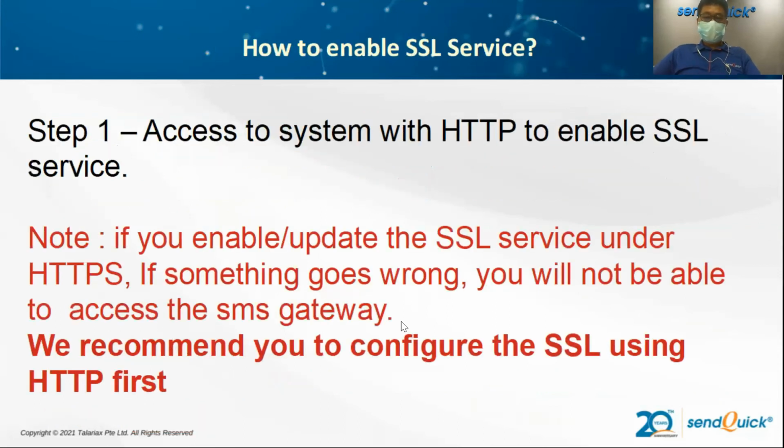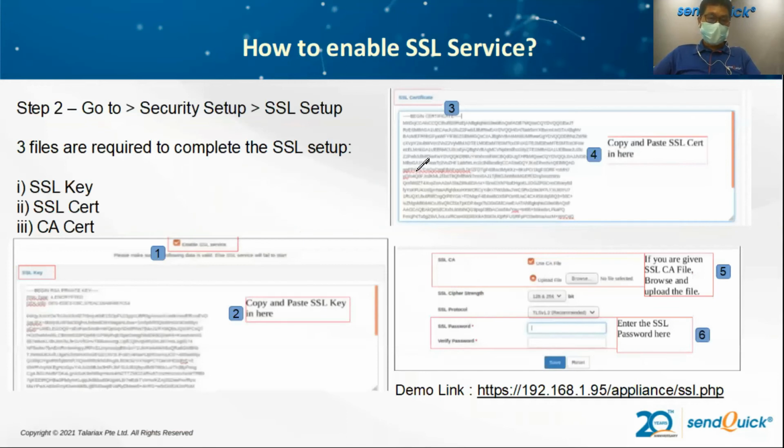Now, how to enable the SSL service. To enable the SSL service, I recommend you access the system using HTTP, because when you install the certificate, if something goes wrong, you can still access the system. That's why I suggest using HTTP. You go to the security settings, SSL Service. Then you will need the 3 files: SSL key, SSL cert, and CA file.